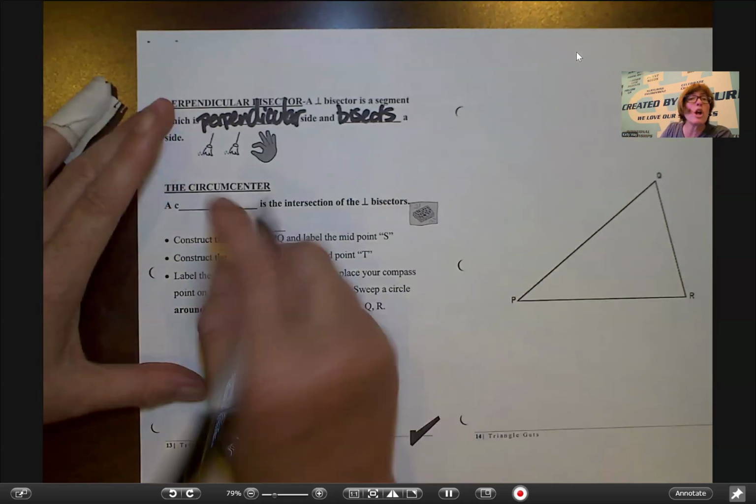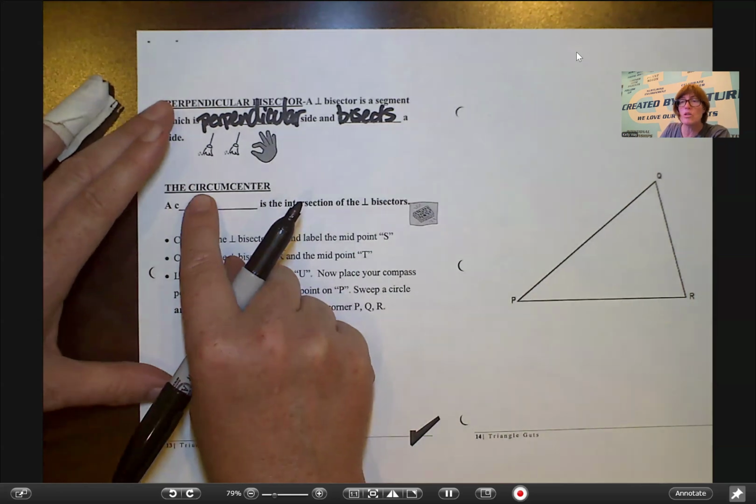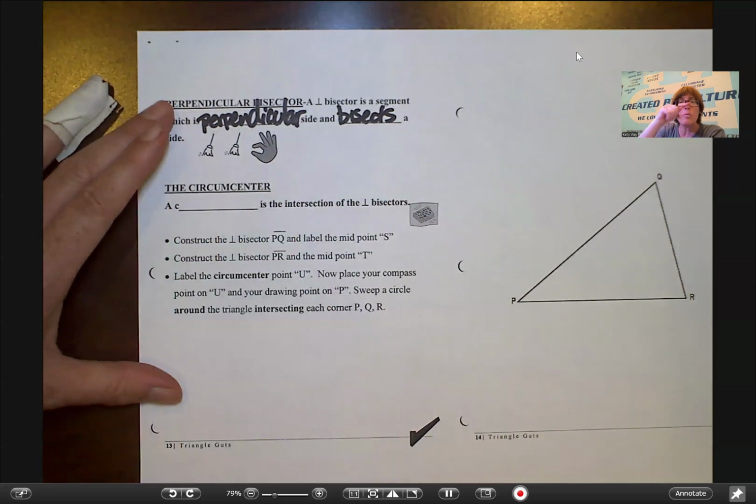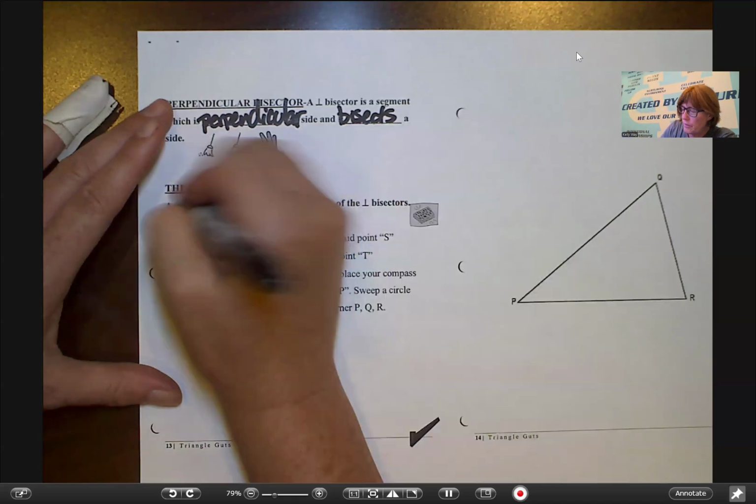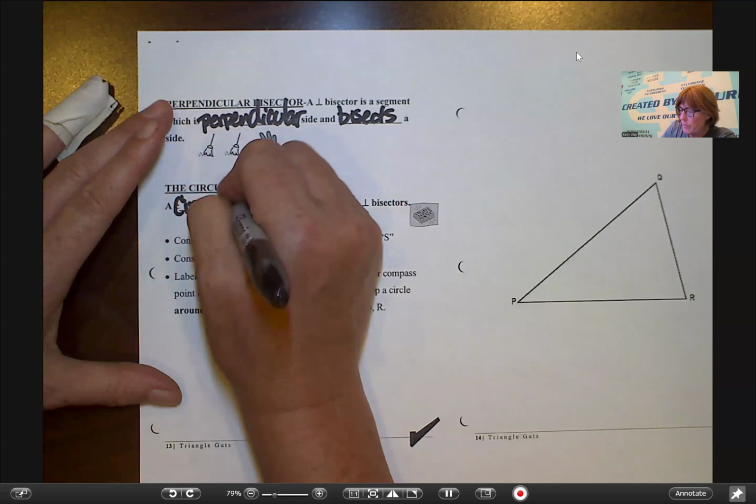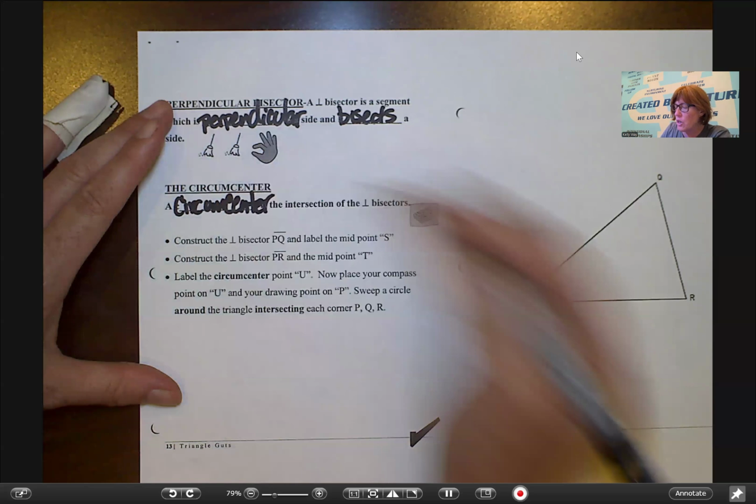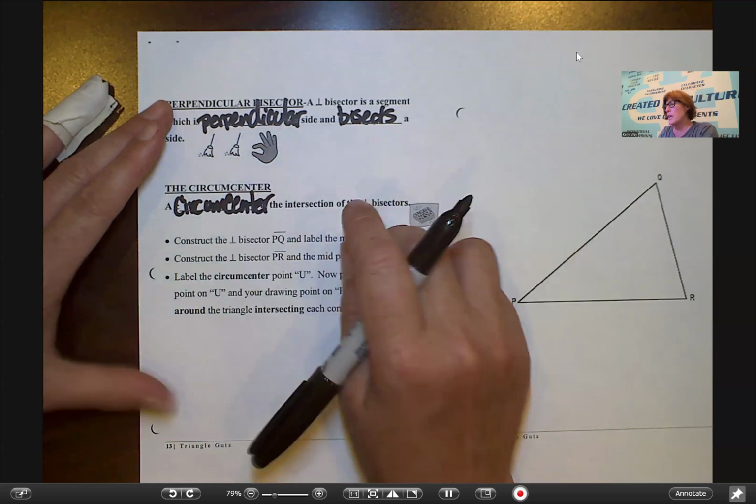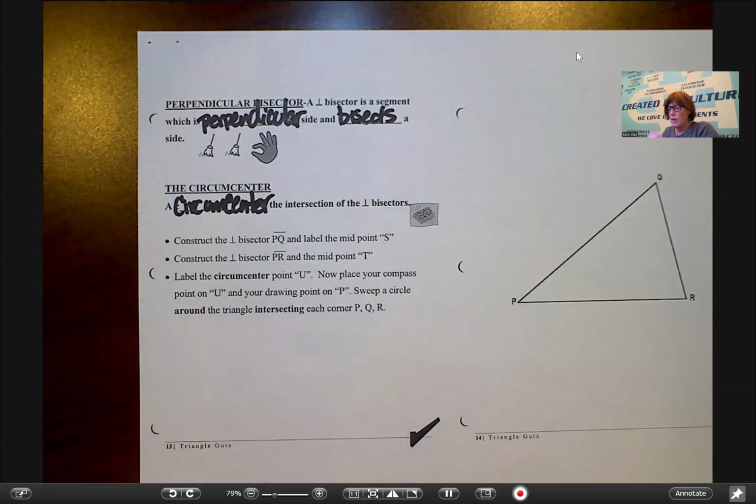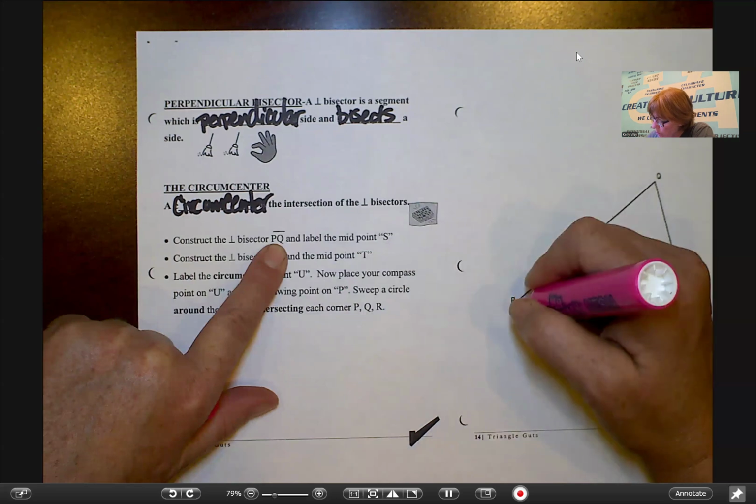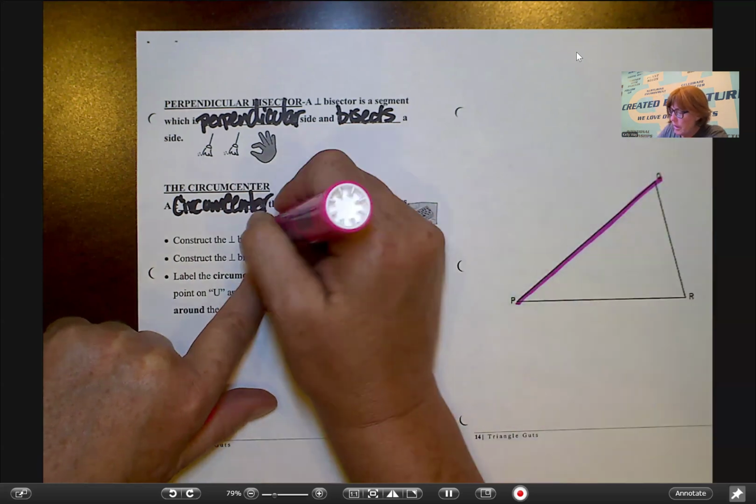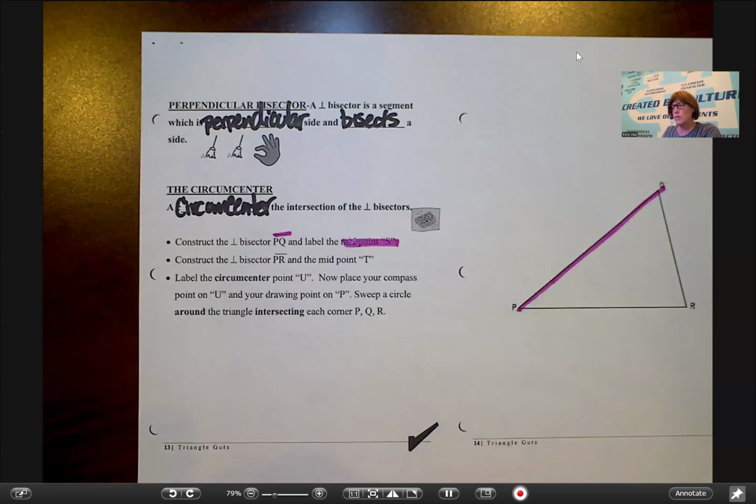So we're going to construct what's called the circumcenter. Circum means to go around. When Magellan or his crew circumnavigated the globe, that means they navigated around the globe. It's going to be the intersection of perpendicular bisectors. So we're going to construct a perpendicular bisector of PQ and label the midpoint S.